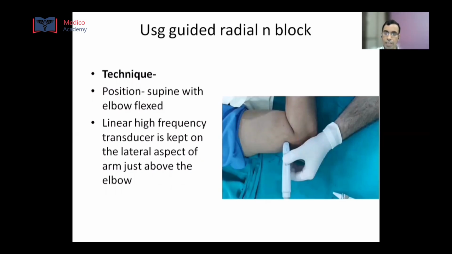For giving the radial nerve block at elbow level with the help of an ultrasound, patient is again positioned supine and with elbows flexed. The linear high frequency transducer is kept on the lateral aspect of arm just above the elbow.